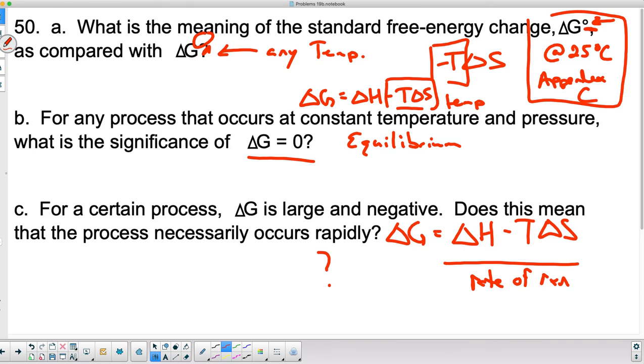Delta G does not make a reference to the rate of reaction. We still don't know what the rate of the reaction is from delta G. So it says, does this mean that the process necessarily occurs rapidly? And the answer, of course, is no.